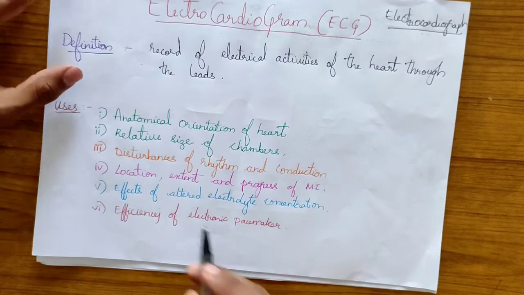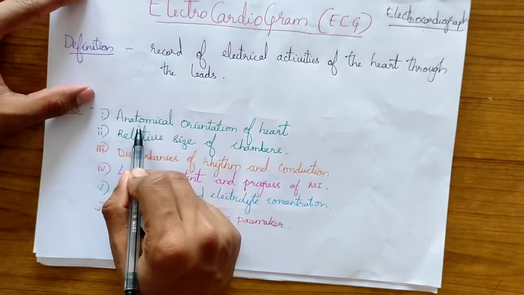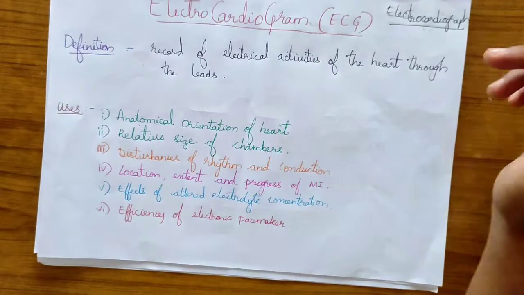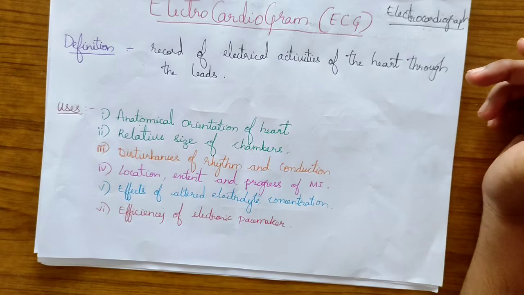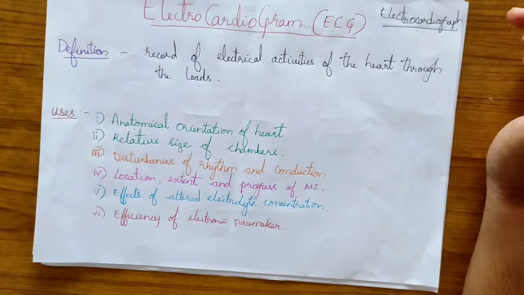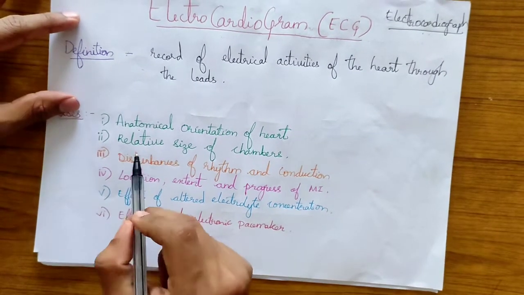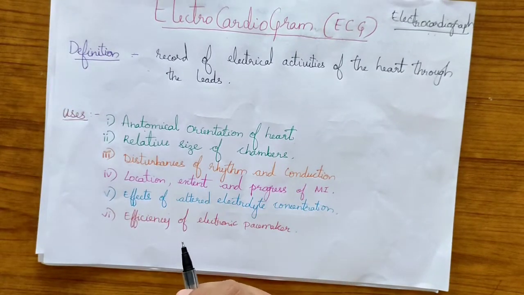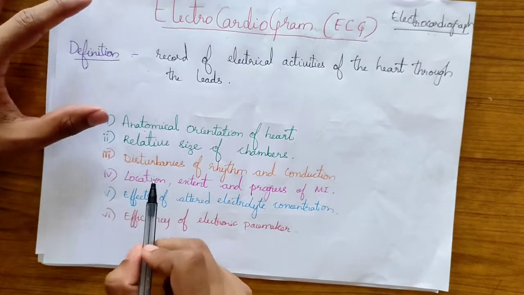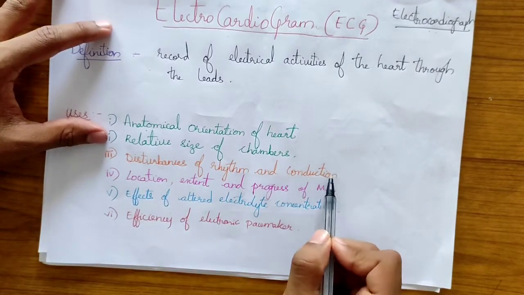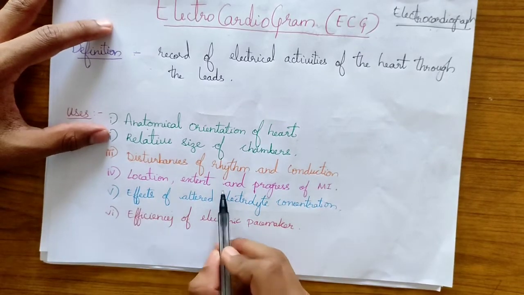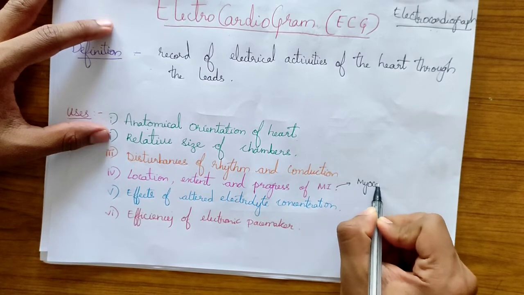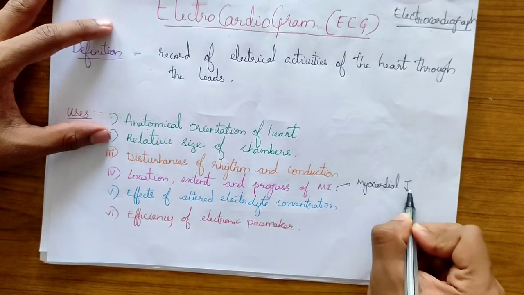The important uses of it are to identify the anatomical orientation of the heart. So you can identify whether the heart is small or whether the heart is suffering from any injury or something like that. Then the second use is that we can identify the relative size of the chambers, like the atrial chamber and the ventricular chamber. The third use is the disturbances of the rhythm and the conduction. The fourth use is the location, extent and the progress of the MI. MI means nothing but the myocardial ischemia.